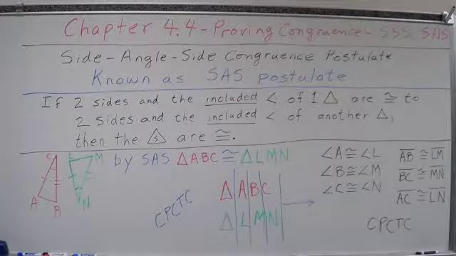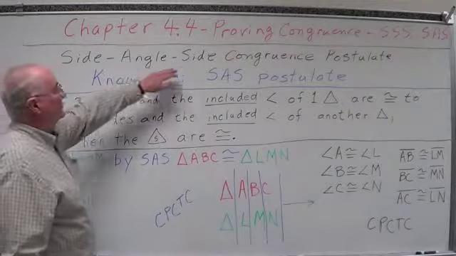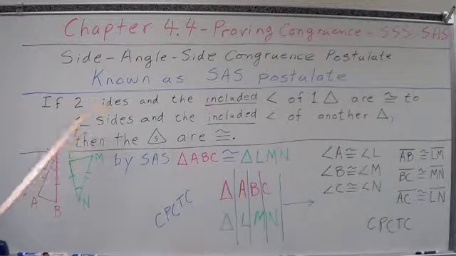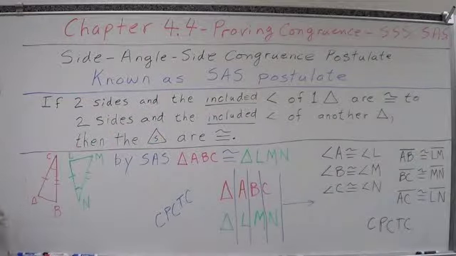Now let's look at another way that we can use corresponding parts of congruent triangles to prove that the triangles are congruent. We've already done side, side, side. Now we're looking at the side, angle, side congruence postulate. So what does that mean? Also known as the SAS postulate.